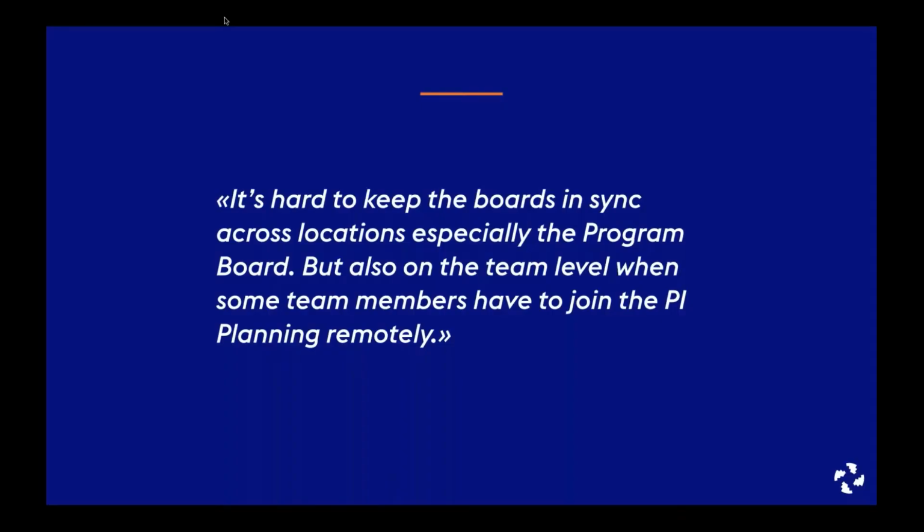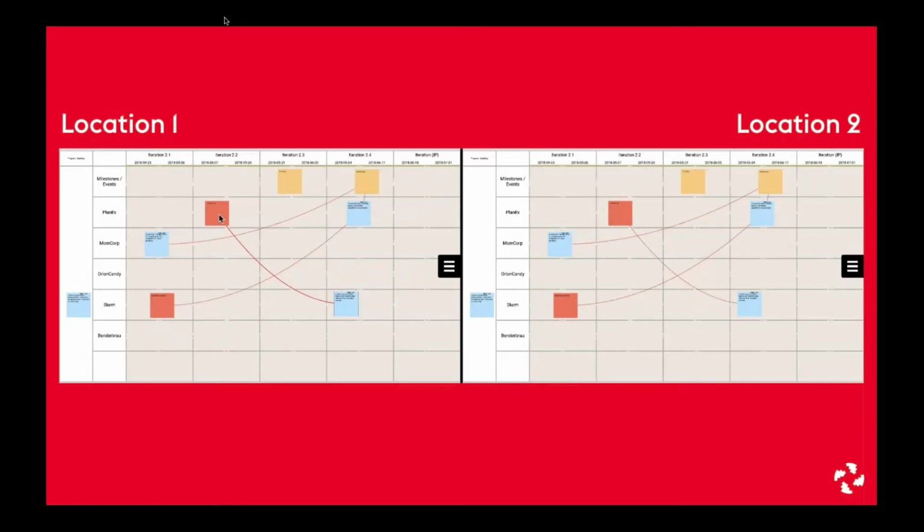One customer said, for example, it's hard to keep the boards in sync across locations, especially the program board, but also on the team level when some team members have to join the PI planning remotely. The PI planning app solves this issue by real-time synchronizing all the boards. Let me show you a video of such a synchronization. As you can see, even the movement of stickies is instantly visible on the other boards. So no misunderstandings because of boards that aren't in sync.